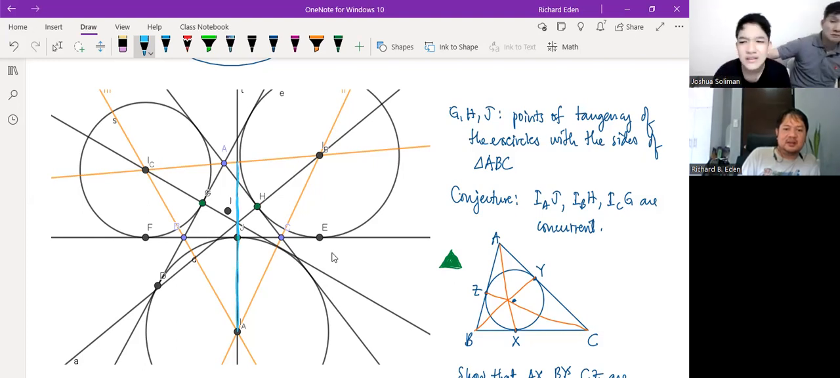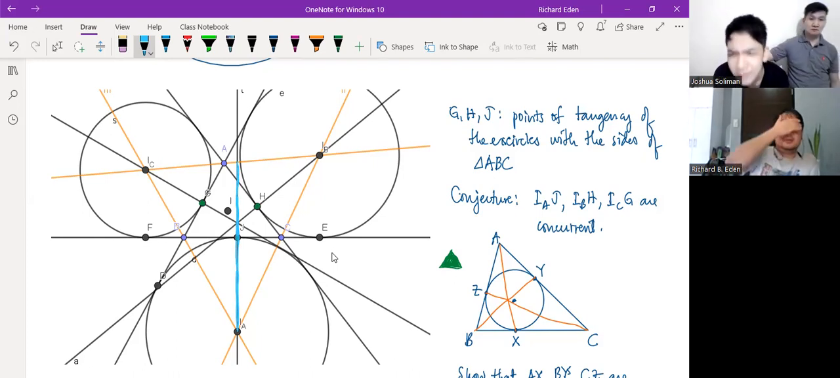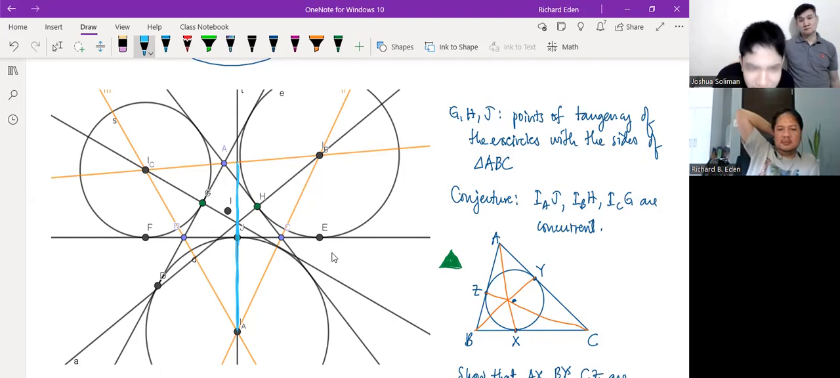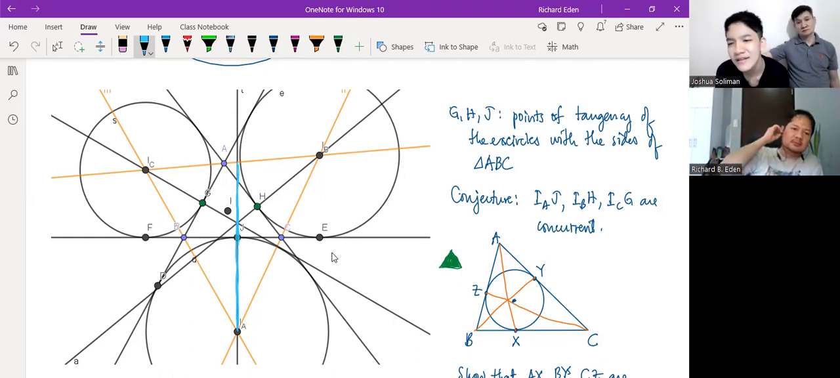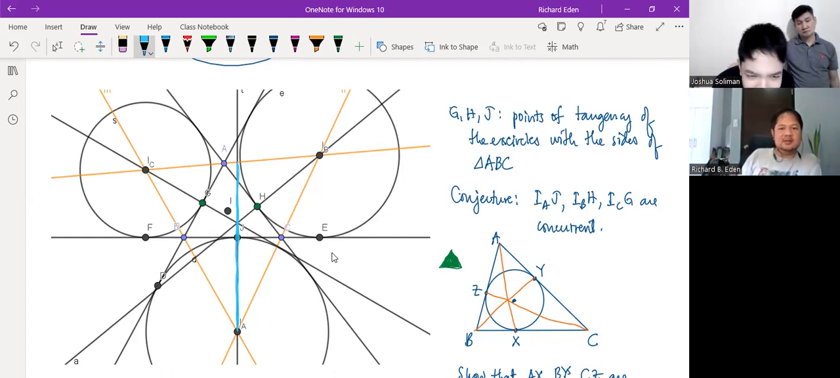Also, the Nagel point and the incenter determine the Nagel line. Is this center on the Nagel line? It seems so, because in my graph it seems the same. It seems not. Okay. But first, let us justify that this is indeed a center of triangle ABC.